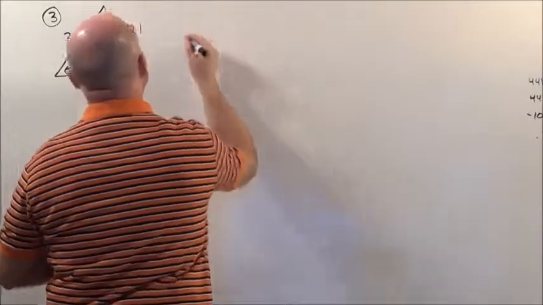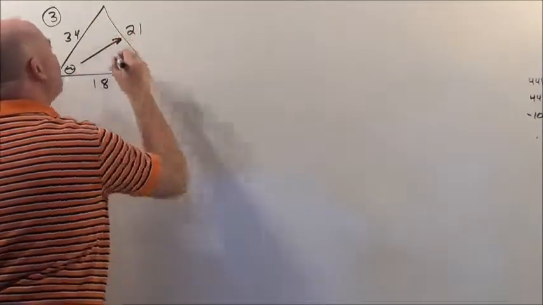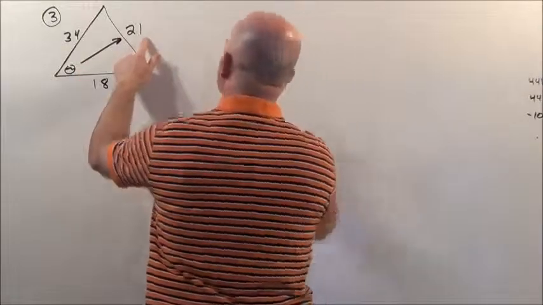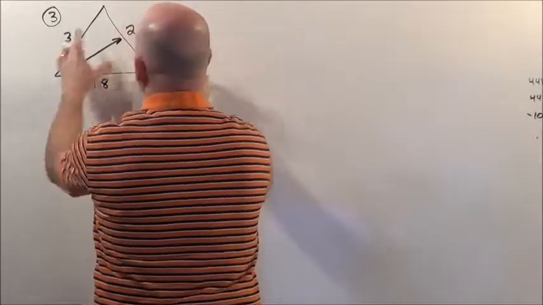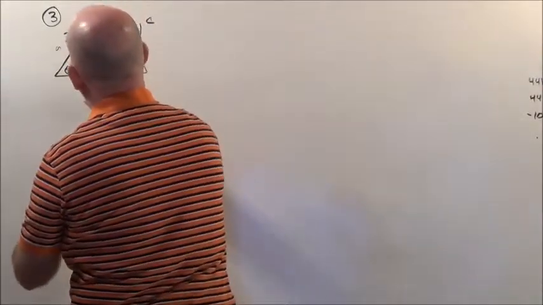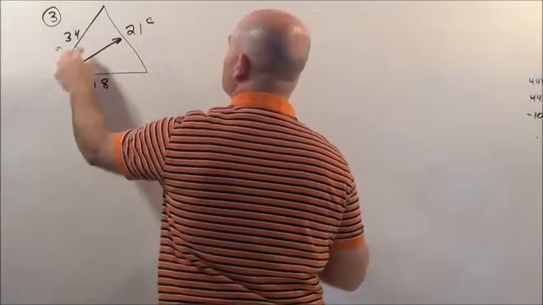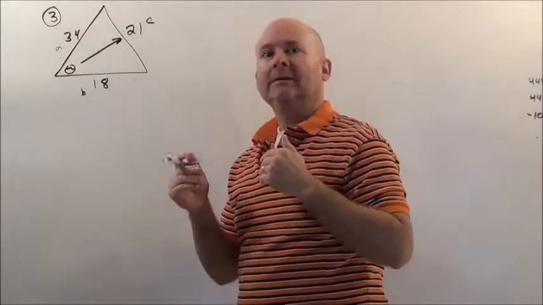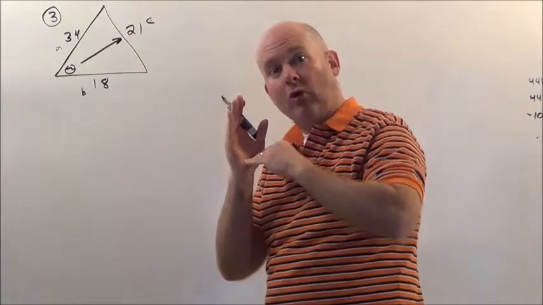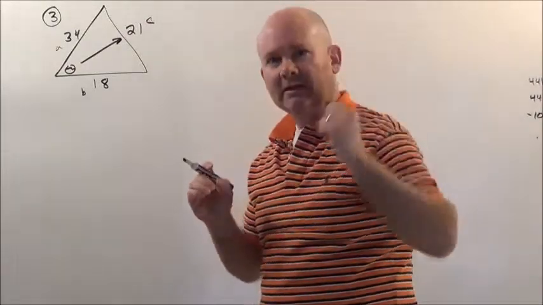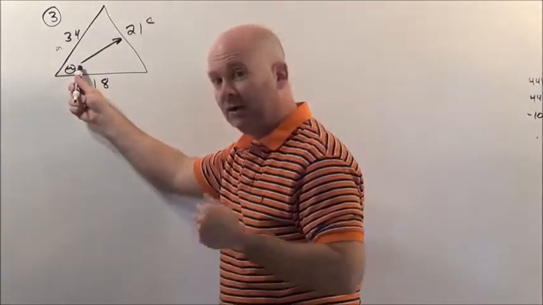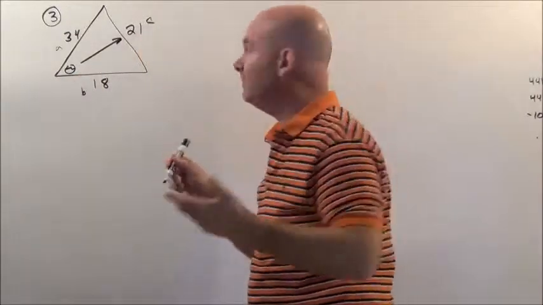And again, for the law of cosines, the piece across from the angle is considered the C piece. These are your A and B pieces. Sort of like in a Pythagorean theorem, the side across from the 90-degree angle is the hypotenuse. Well, the piece across from the angle here that we're trying to find is considered the C piece.